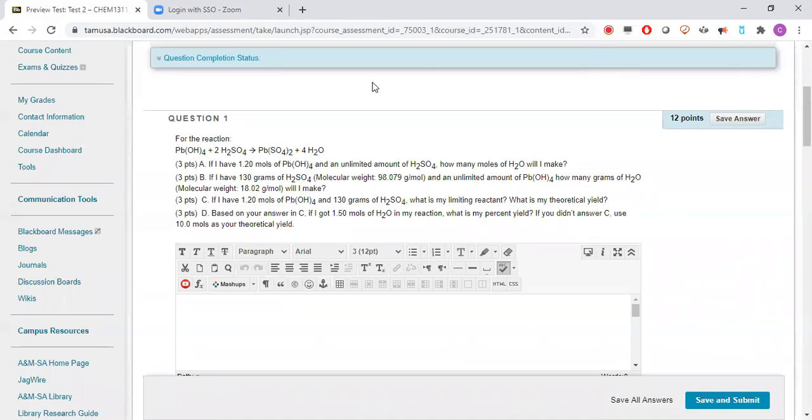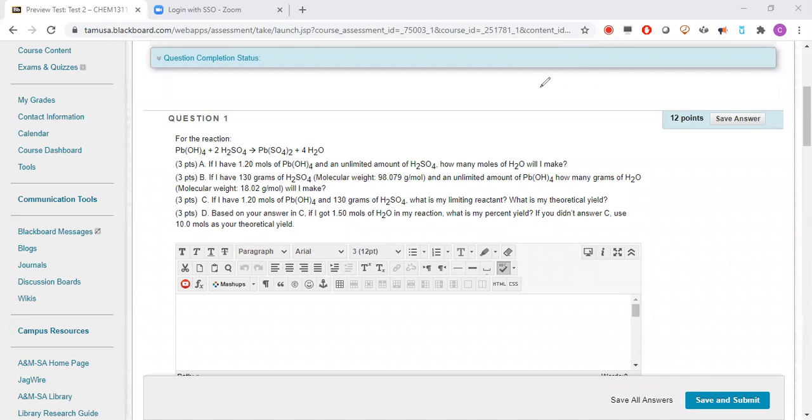All right, so we're going to go over test 2 here. And we start with a limiting reactant problem. So that's what this is. We're trying to find limiting reactant. And really, first we start with solution stoichiometry. So I have 1.2 moles of lead hydroxide and an unlimited amount of sulfuric acid. How many moles of H2O will I make?